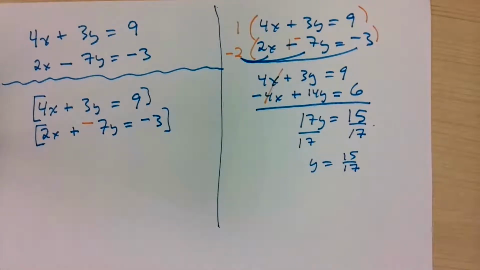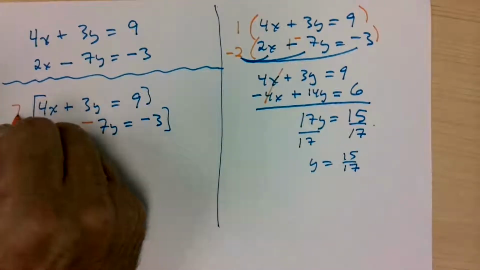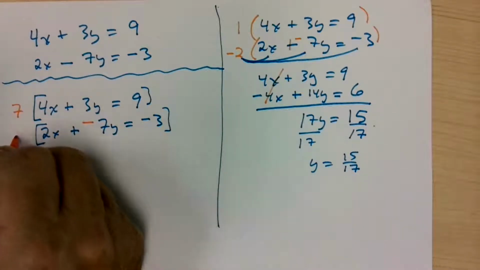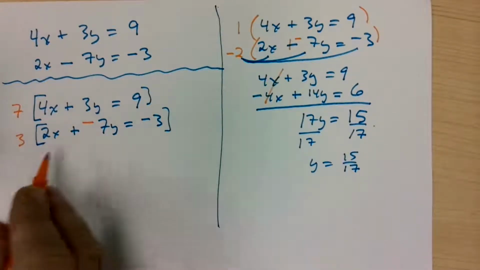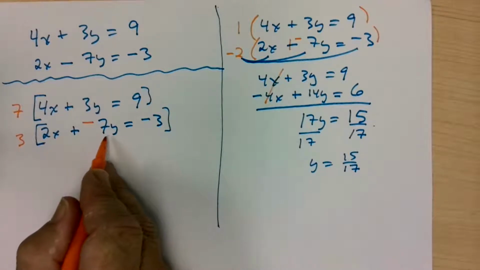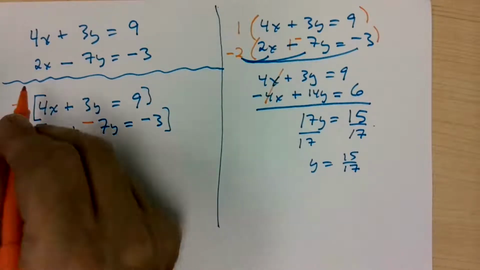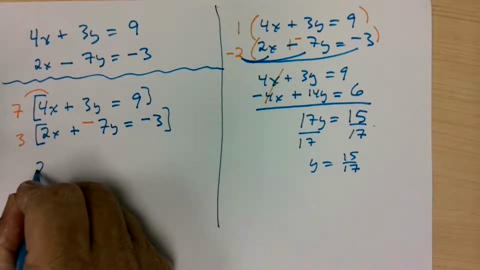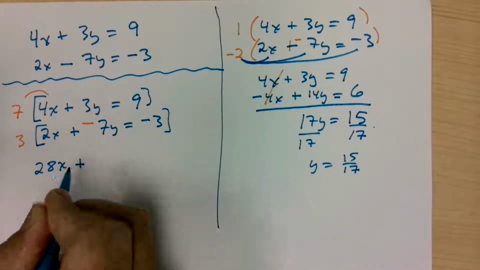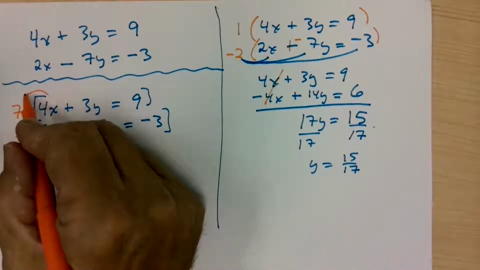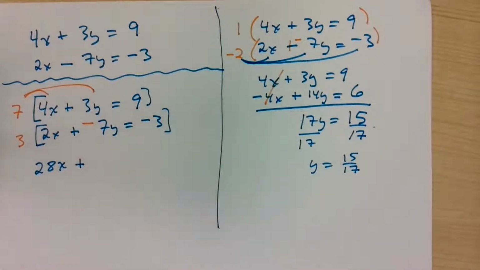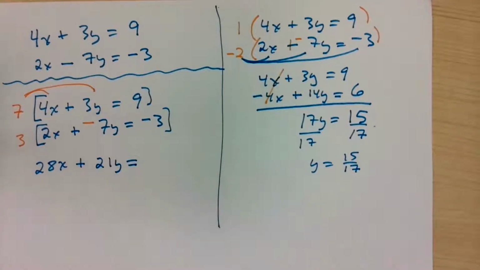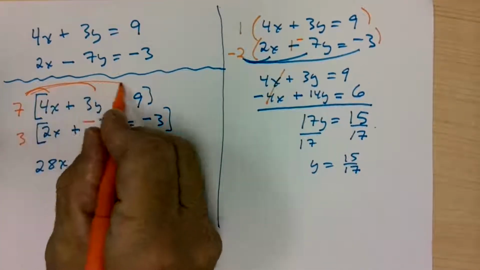If I multiply the first equation by 7, 7 times 3y would give me +21y. Multiply the second equation by 3. 3 times -7 gives me -21y. So now let's distribute. 7 times 4x is 28x, plus 7 times 3y, that's the one we're going to focus on, 7 times 3y is 21y, equals 7 times 9, which is 63.